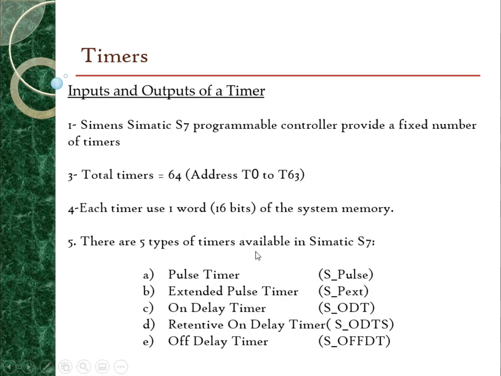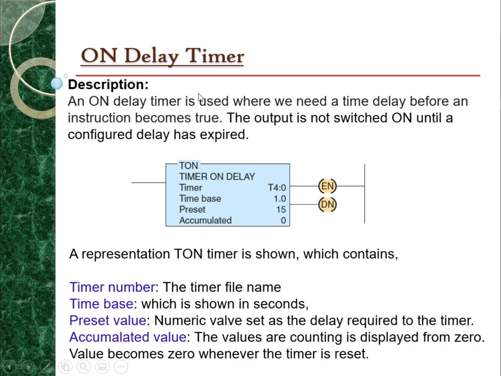And then there are 5 types of timer available for this Simatic S7: the pulse timer, extended pulse timer, on delay, retentive on delay timer, and off delay timer. So these are the notations of each of these timers in the Simatic S7. So now we move to the on delay timer.